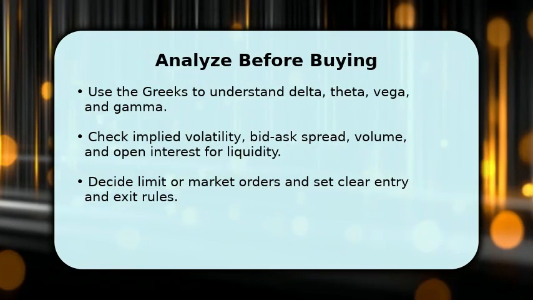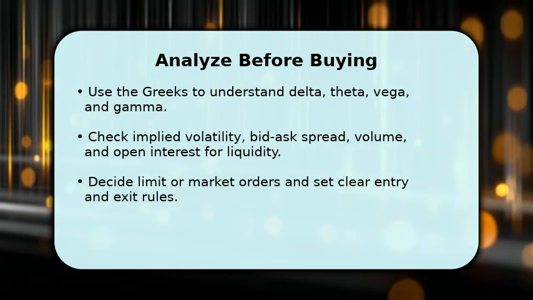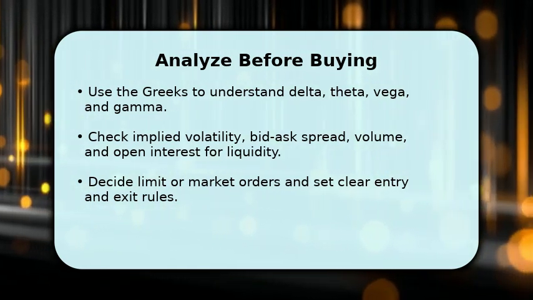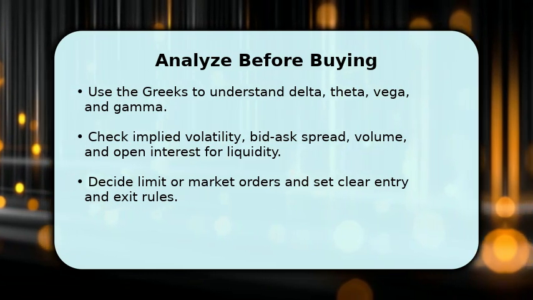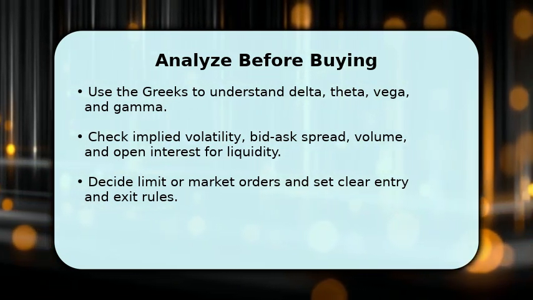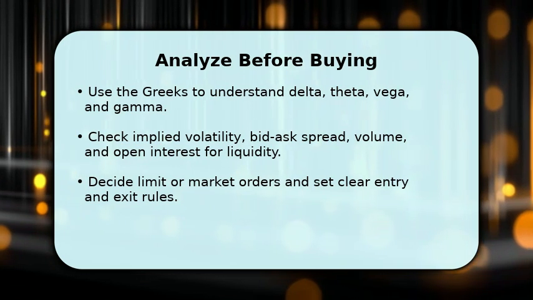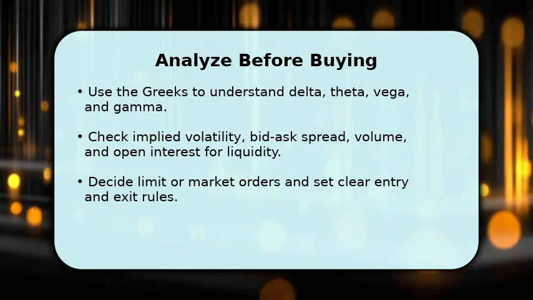Study the option chain carefully and use the Greeks to guide trades. Check implied volatility, bid-ask spread, and volume to find liquid contracts. Decide between a limit or market order, and consider using limit to control execution price.